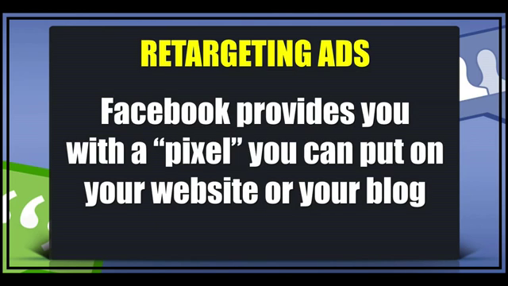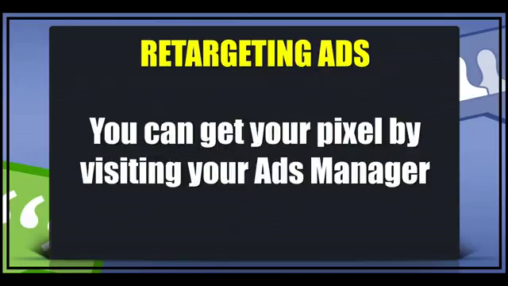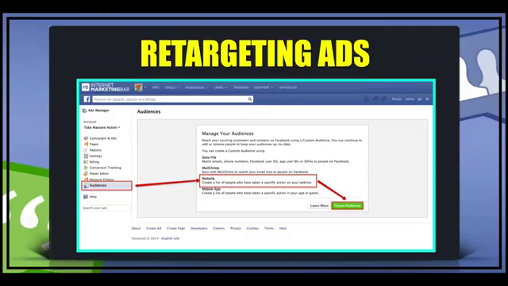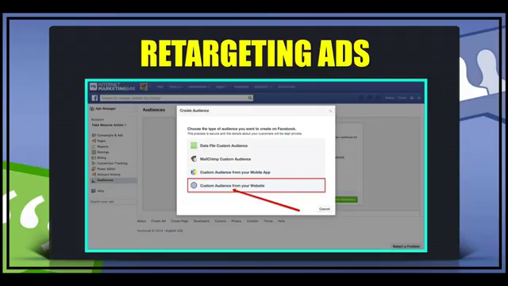So Facebook provides you with a pixel that you can put on your website or your blog, and you can get this pixel by visiting your ads manager and then clicking on the word audiences. Now I'm going to show you some pictures that are going to walk you through this step by step. So you log into Facebook, you log into your ads manager, and on the left there you see a word called audiences. Then you look on the right, you're going to see website: create a list of people who have taken a specific action on your website. You click that green button that says create audience. It's going to take you to this screen, and you're going to see options there. You're going to see the fourth one down that says custom audience from your website.